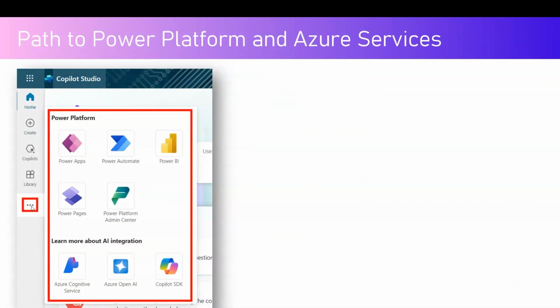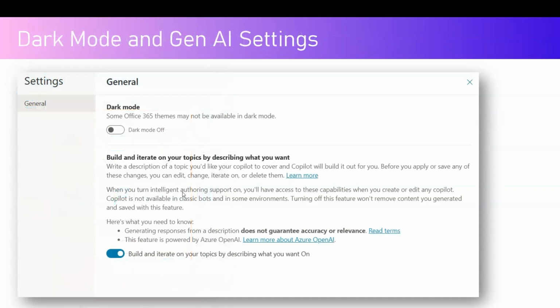Now, if you see these three dots over here on the left hand side, here you can navigate to various other Power Platform related solutions or services like Power Apps, Power Automate, Power BI, Power Pages, or maybe you can navigate to the Power Platform Admin Center as well. Now, at the bottom part of the screen, you will see AI integration. So you can connect to use Azure Cognitive Services, Azure OpenAI, and Copilot SDK extension within your Copilot.